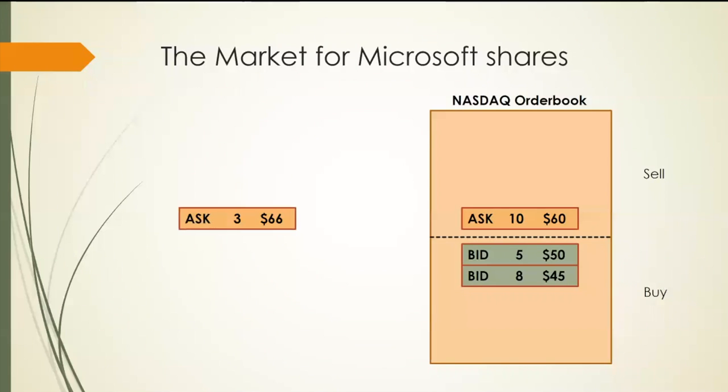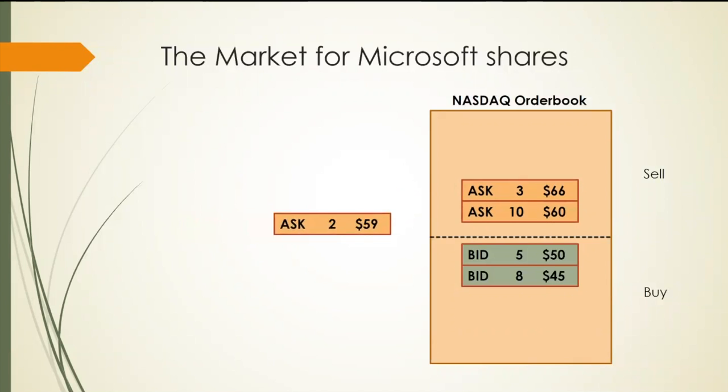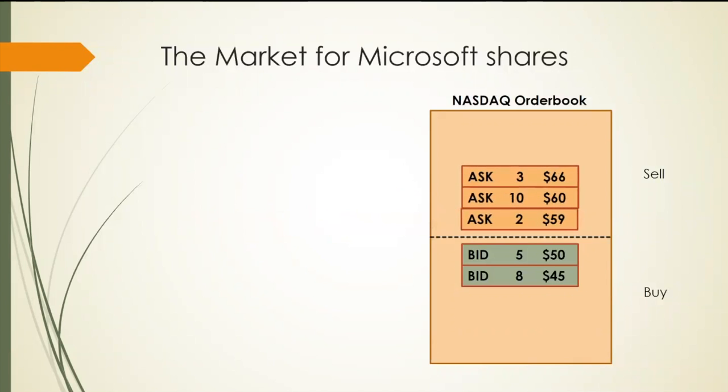So now the order to sell 3 shares at $66 comes in, just goes on the top because it's an order book, right? Just makes our life simpler. Another one comes in at a lower price. Now this is the best price. So it just also goes on the books, but at a better position, right?